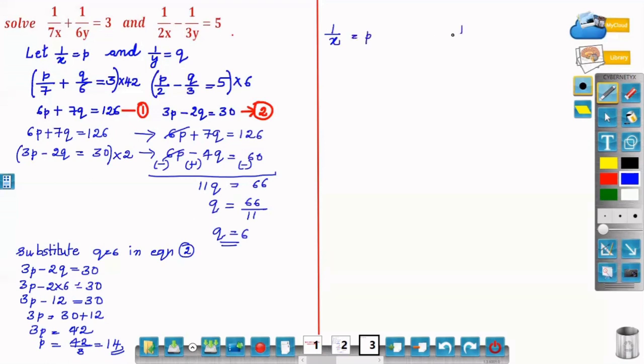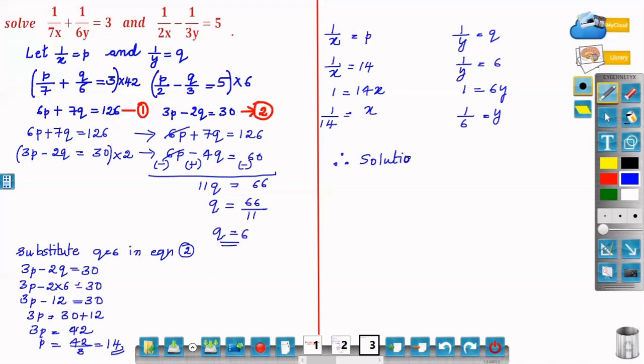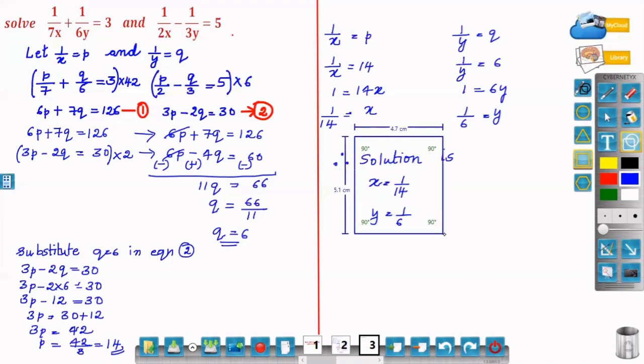Now we have taken 1 by x is equal to p and 1 by y is equal to q. Sorry, 1 by x is equal to 14 and 1 by y is equal to 6, because the value of p is 14 and the value of q is 6. If you cross multiply, 1 is equal to 14x and 1 is equal to 6y. So x is equal to 1 by 14 and y is equal to 1 by 6. Therefore, the solution is x is equal to 1 by 14 and y is equal to 1 by 6. This is the solution of the given equation.